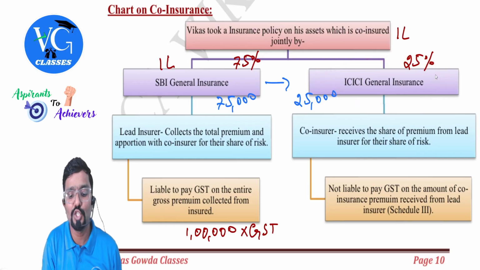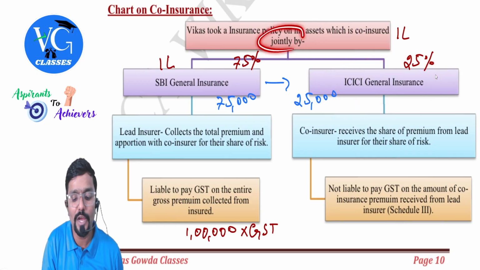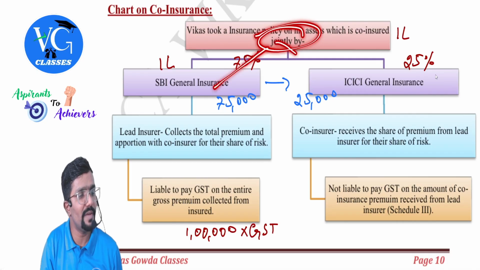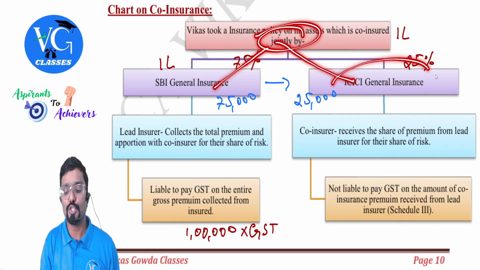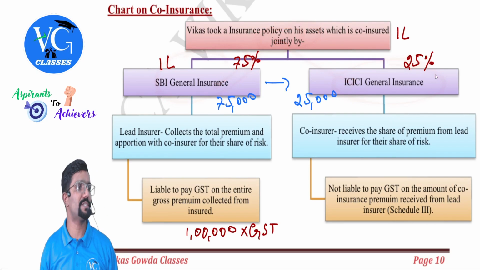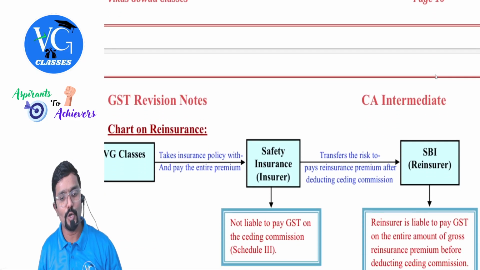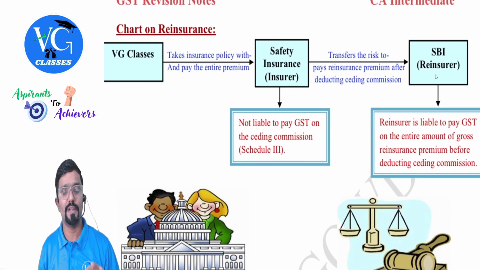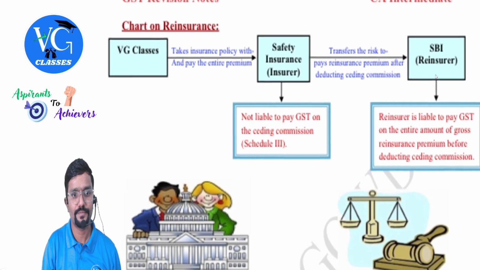But am I aware that even this guy has taken the risk? Yes. Because I have jointly taken the policy with both of them, and they have jointly accepted the risk. Now let me go to reinsurance. Reinsurance is different, guys.